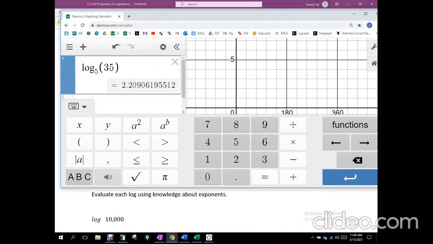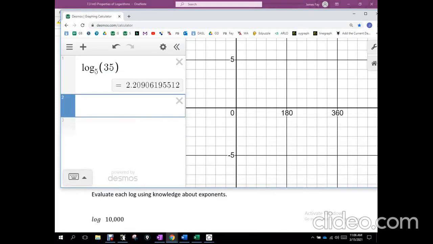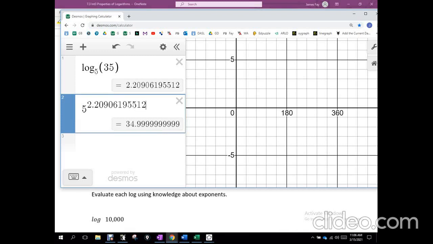It gives me 2.209. So that 2.209 is the number that I take 5 and raise it to, 2.20906195512. That's the number I raised 5 to where I can get 35. And 34.9999999 is pretty close. Does that kind of make sense?